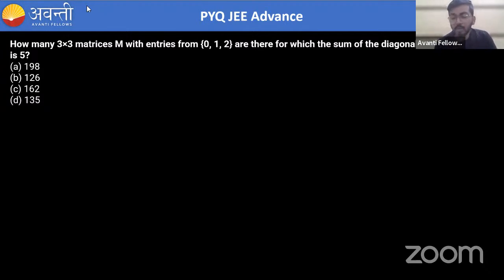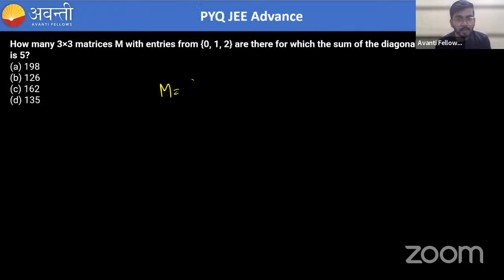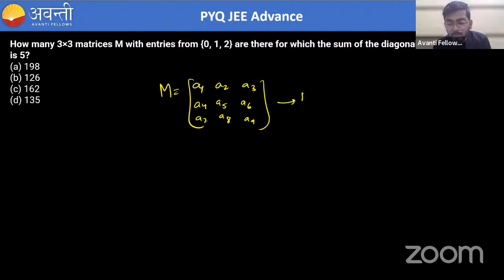So let us call M a matrix. Let us assume its entries are A1, A2, A3, A4, A5, A6, A7, A8, A9. So M transpose into M will be written as A1, A2, A3.